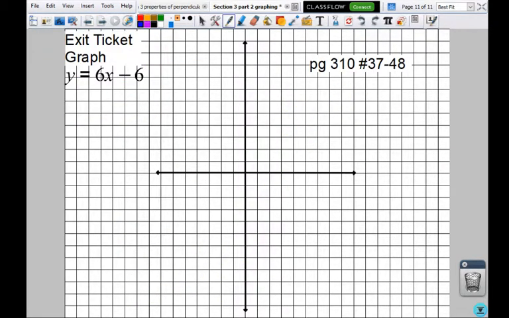So, if you haven't done the exit ticket, get started on that. The exit ticket is not in Socrative because it's graphing. I'll walk around and check everybody's toward the end. So, do your exit ticket on your paper. I will check them in a little bit, and I'll put your homework on Google Classroom.